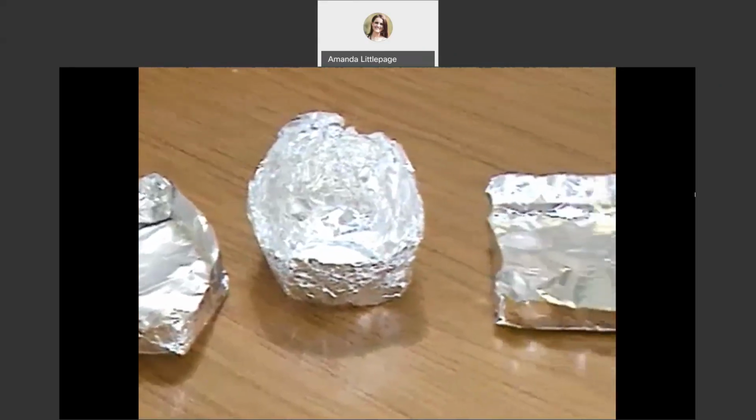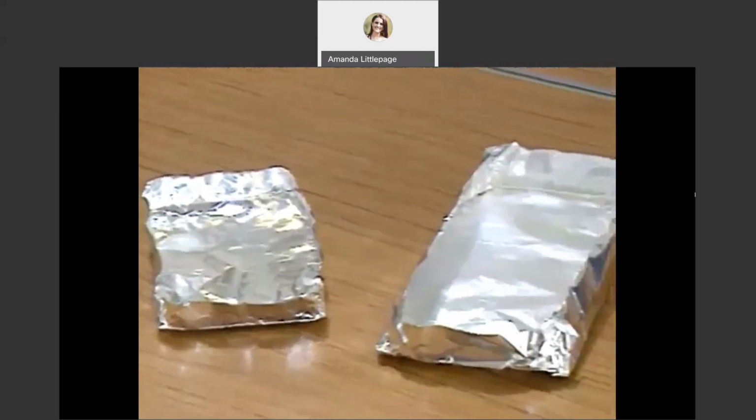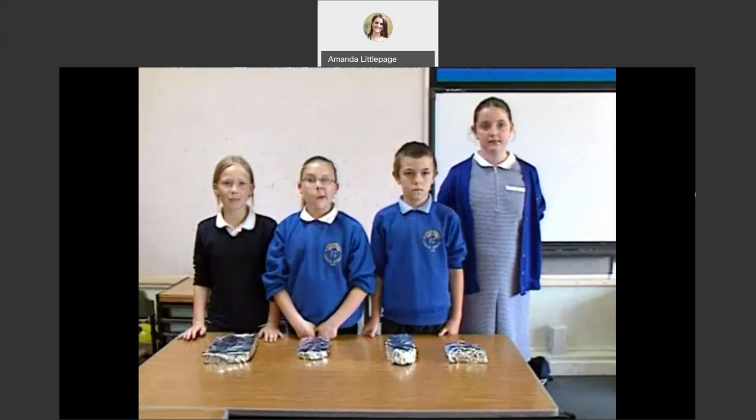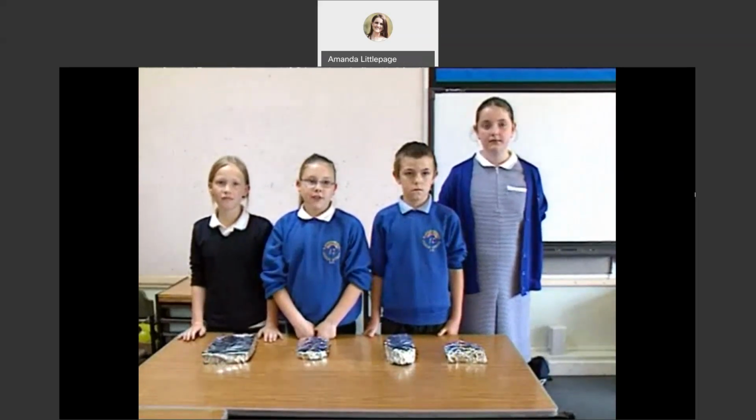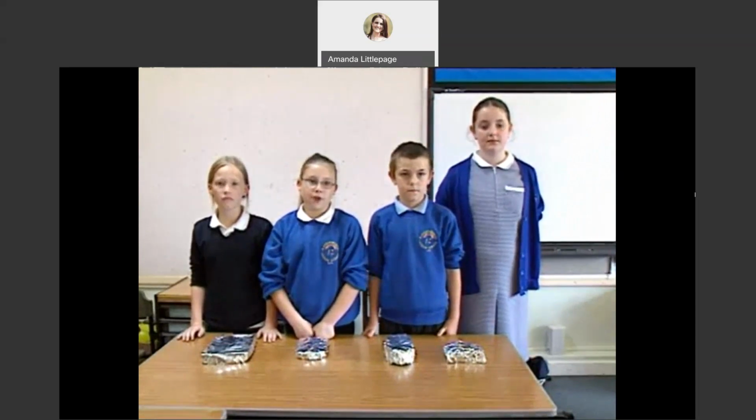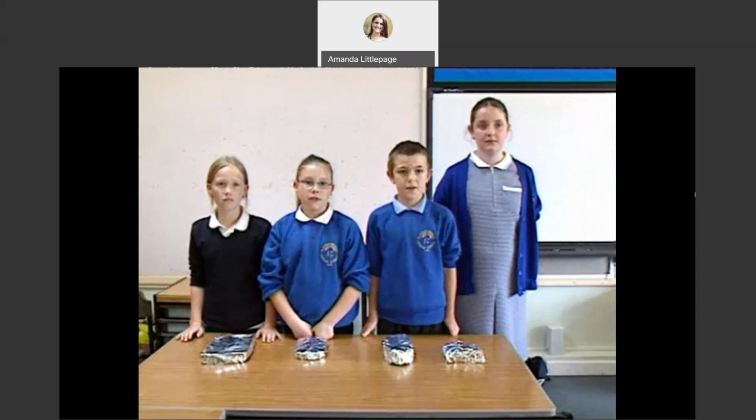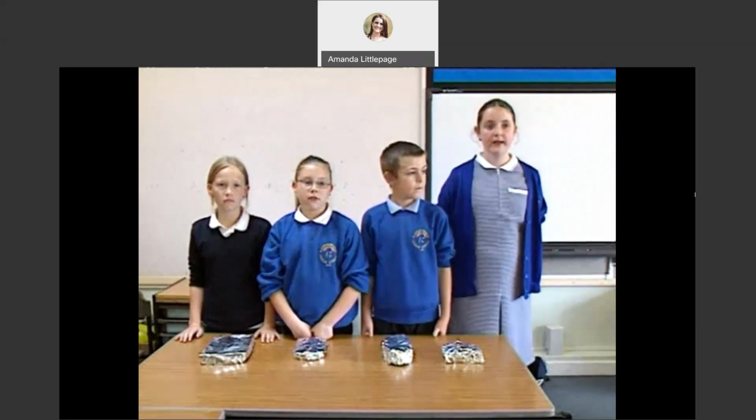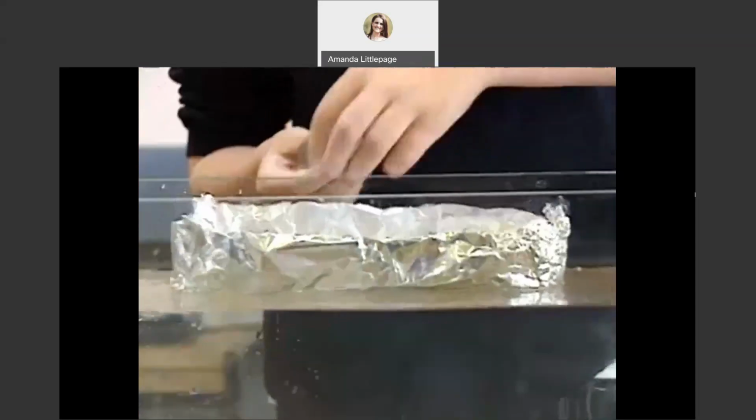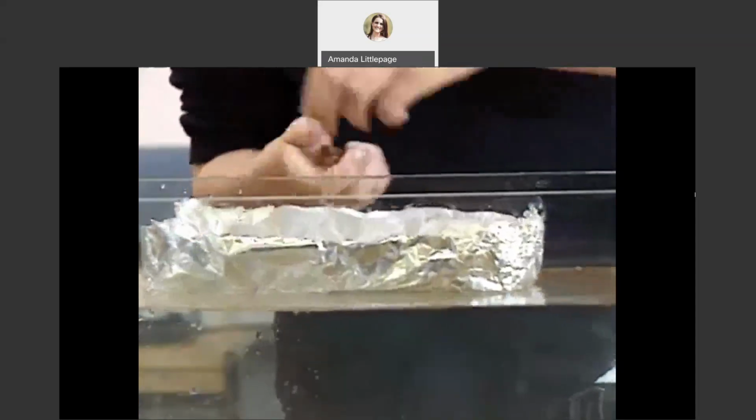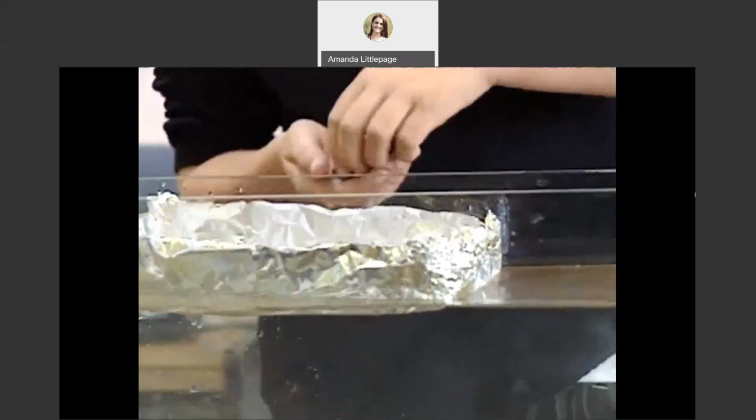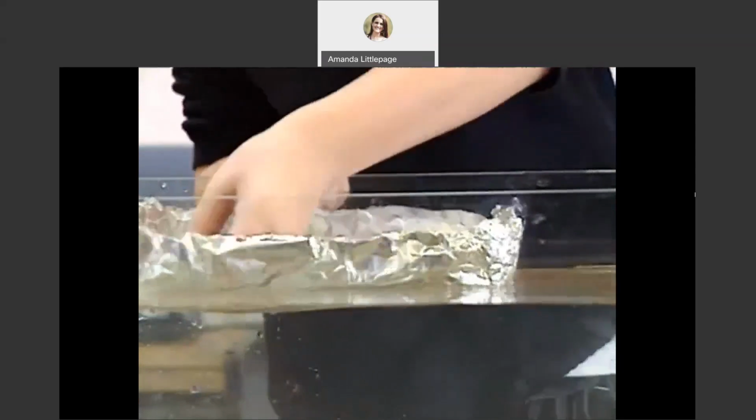So, what made the difference? My boat won because it held the most coins and had the biggest area. The other three boats were roughly the same area and roughly the same amount of coins. The area mattered, not the shape. We think the bigger the area, the more weight they can take. That's the answer. The bigger the area, the more upthrust from the water to hold up the boat. So the more weight it can carry with the force acting in the opposite direction.